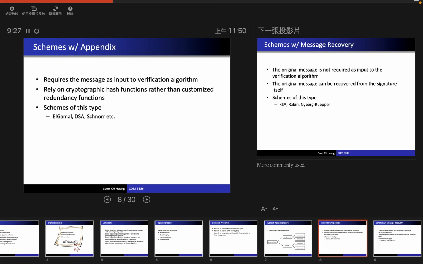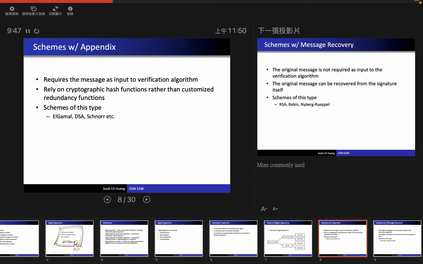It also relies on cryptographic hash functions. We will talk about hash functions too. It's called message digestion. We take an arbitrarily long message and give you a fixed length output.